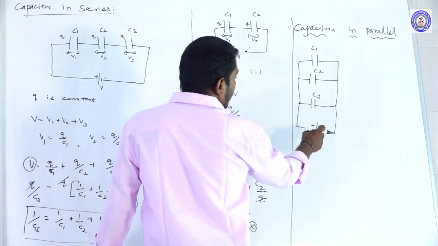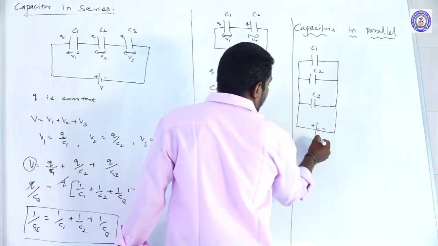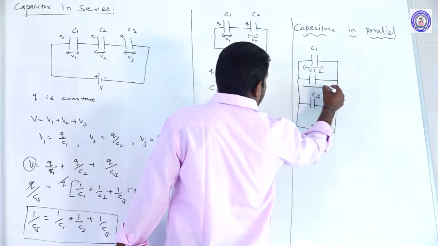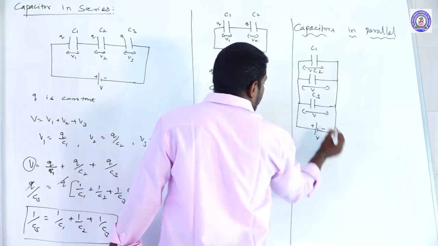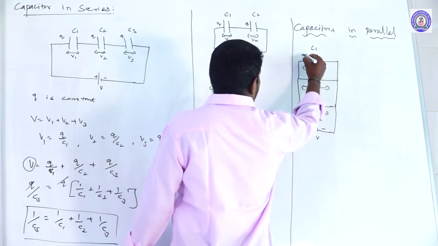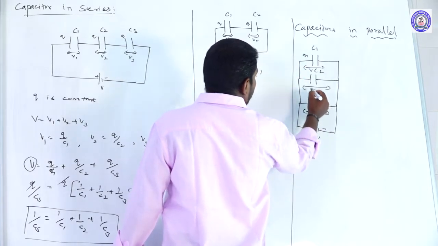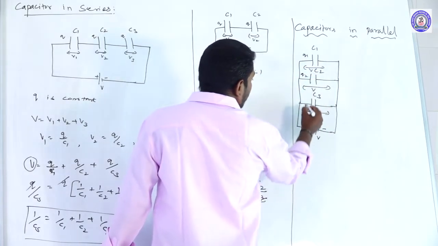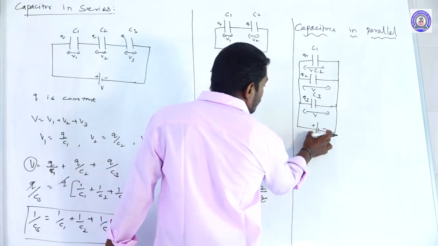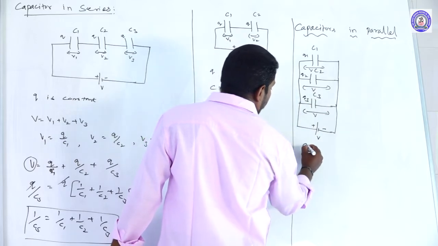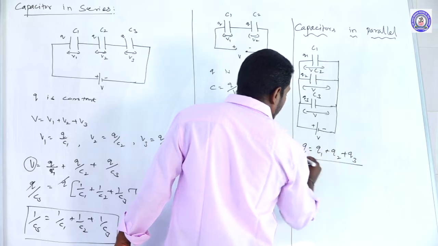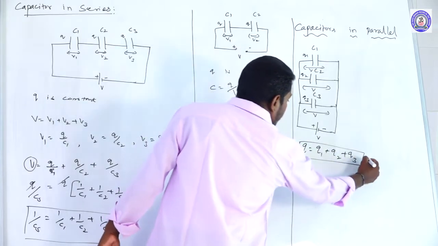So if three capacitors are connected in parallel across a potential difference provided by the battery V, the potential difference across each capacitor remains constant, which is equal to the battery potential difference V. But the charge on the three capacitors is different. Charge on the first capacitor Q1, charge on the second capacitor Q2, charge on the third capacitor Q3. Then what is the total charge provided by the battery to this parallel combination? Q is equal to Q1 plus Q2 plus Q3. So this is equation number 1.